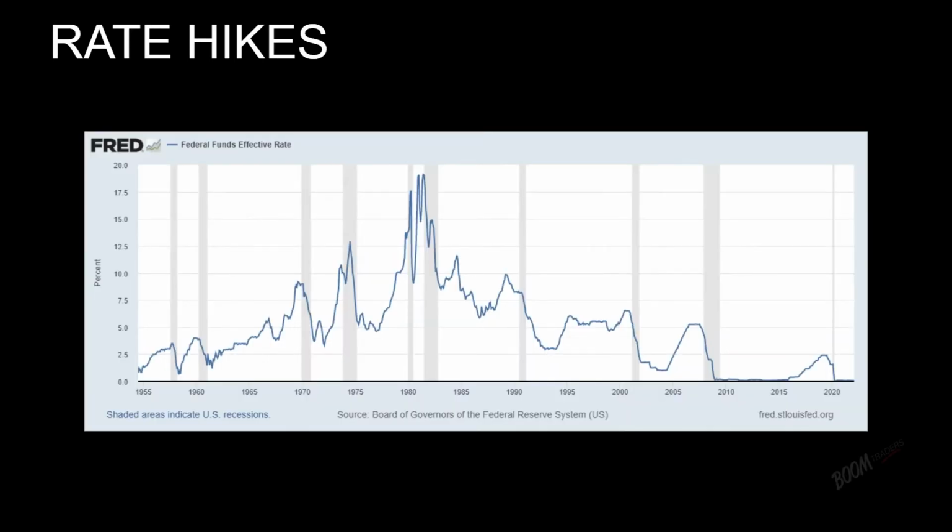And now, since we're on the topic of Feds and rate hikes and yield curves, I want to go a little bit into depth about the rate hikes and how they affect the market. So this is a chart from the Fed. This is the federal funds effective rate. You can see on the bottom right corner here where all the charts are coming from.